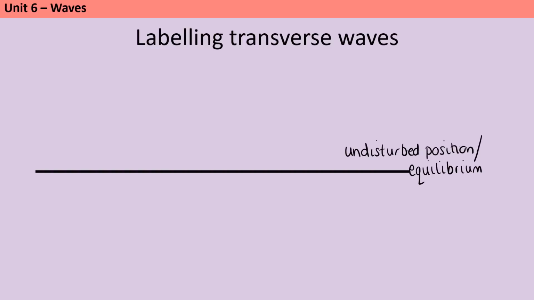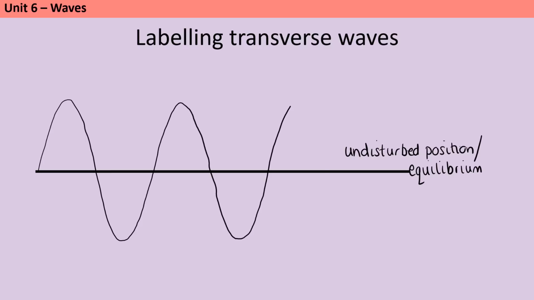So we start out with the undisturbed position or the equilibrium position, and onto that we can put our transverse wave. Remember, a transverse wave is one in which the oscillation is perpendicular to the direction that the wave is travelling. So my wave is going left to right, but my oscillation is going up and down. On this, I can label the peaks and also the troughs. So the peaks are all the highest points and the troughs are all the lowest points. And once I have these labelled, I can add in wavelengths. So the wavelength of a wave is the distance between two equivalent points on two adjacent waves.